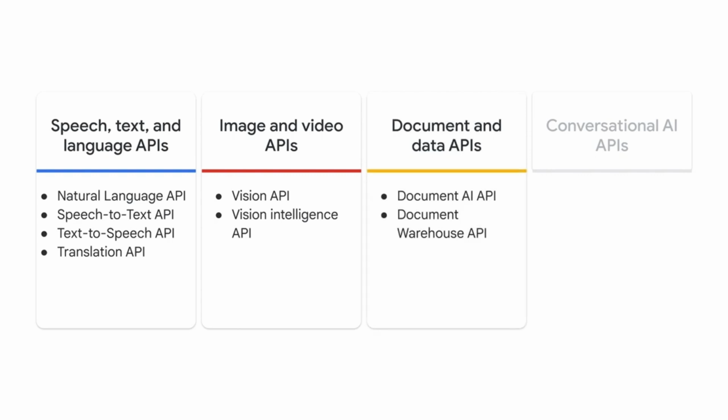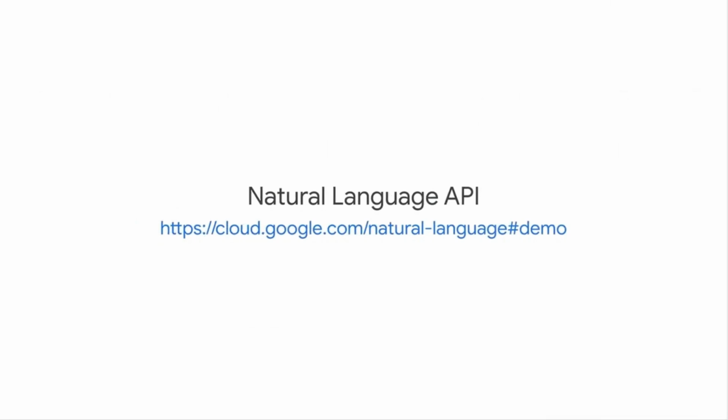Document and data APIs. For example, the Document API processes documents like text extraction and form parser. It can be used in specialized use cases like lending, contracts, procurement, and identity documents. Conversational AI APIs. For example, the Dialogflow API builds conversational interfaces. Let's try out the Natural Language API in a browser.